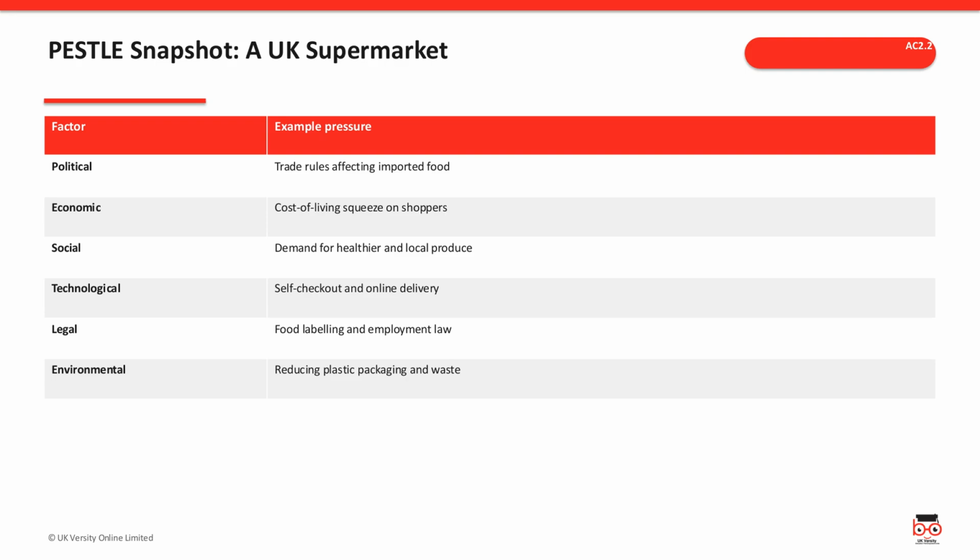This snapshot applies the whole PESTLE framework to a single UK supermarket, and it's a great way to see the tool in action. Politically, trade rules affect the imported food on its shelves. Economically, the cost of living squeeze changes what shoppers buy. Socially, there's growing demand for healthier, local produce. Technologically, self-checkouts and online delivery are reshaping the store. Legally, there's food labeling and employment law to follow. And environmentally, there's real pressure to cut plastic packaging and waste.